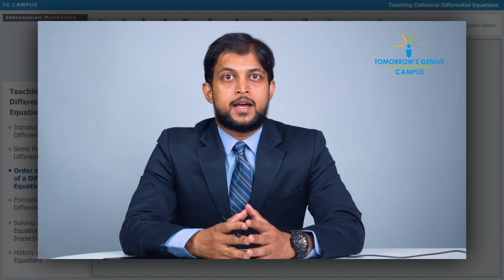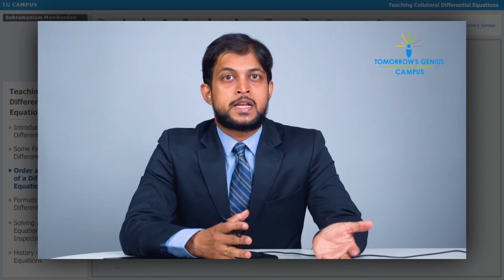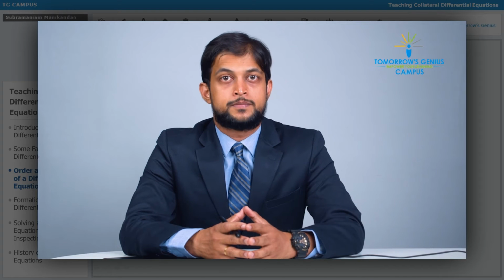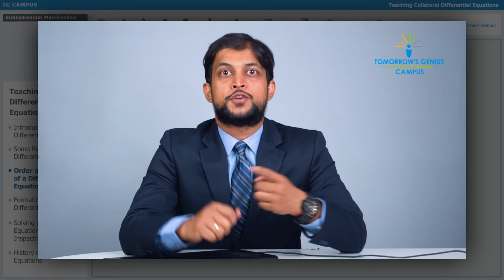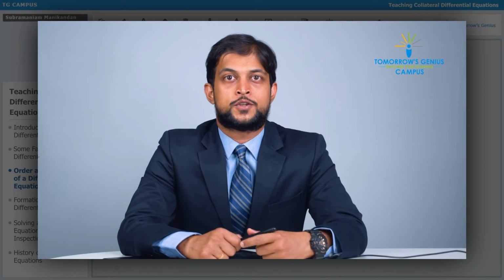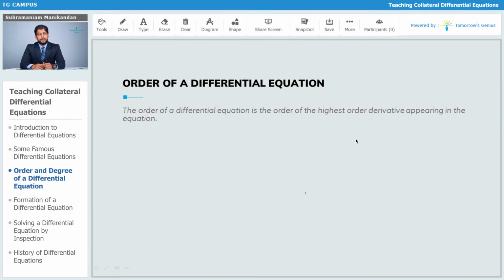Quite generally, the higher the order and degree of a differential equation, the harder it is going to be to solve it. So let us look at the definition of the order of a differential equation. How do we define the order? The order of a differential equation is the order of the highest derivative that exists in the differential equation. As simple as that. Well, what do we mean by highest derivative?